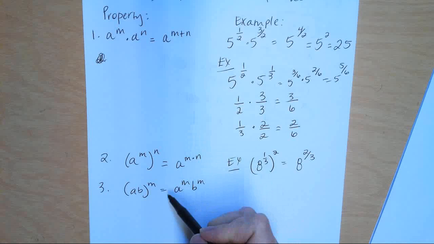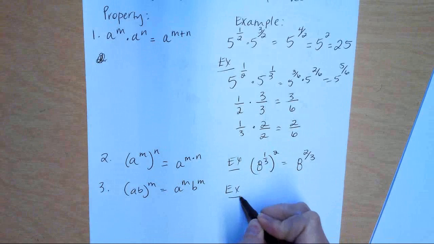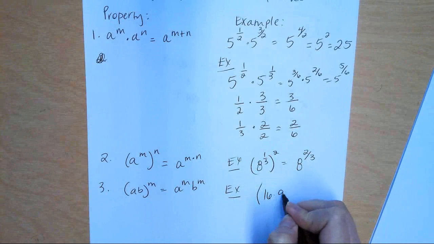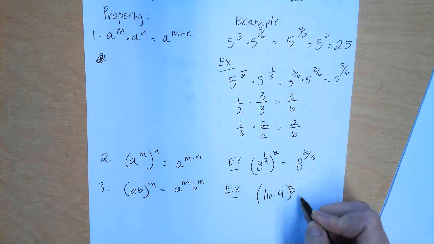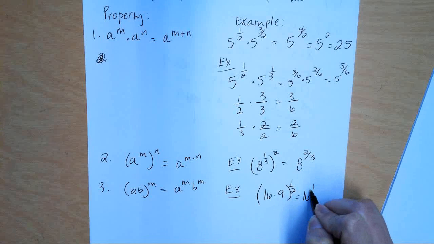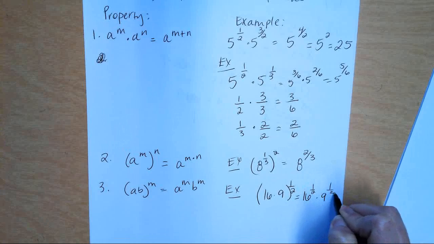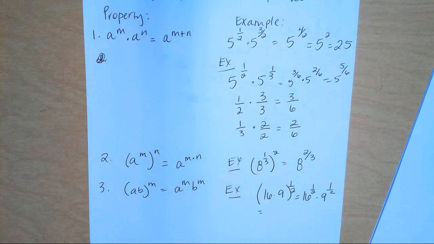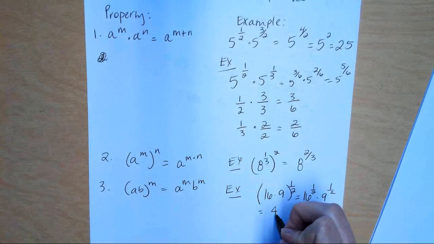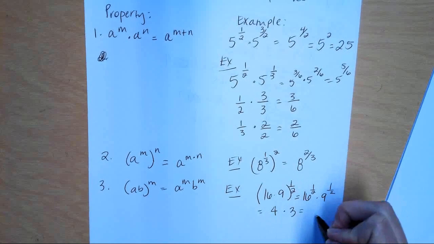Okay, so a to the m times b to the m. So for example, if we had 16 times 9 to the 1/2, that would be 16 to the 1/2 times 9 to the 1/2. What is 16 to the 1/2? Square root of 16. 4, and the square root of 9 is 3, which becomes 12, right?